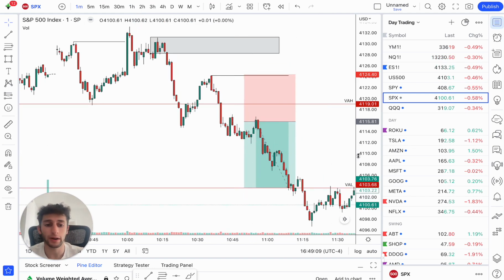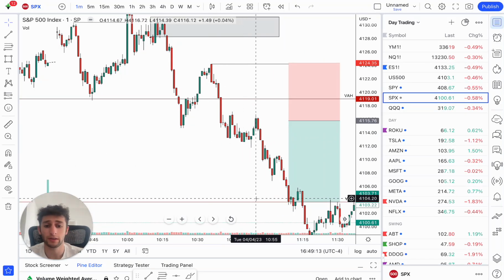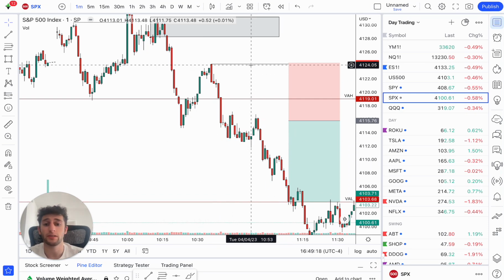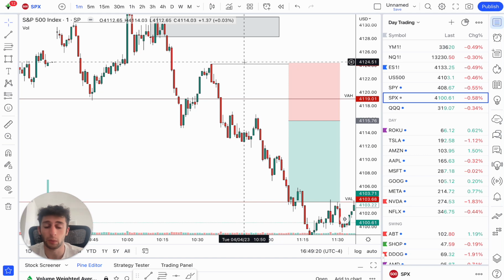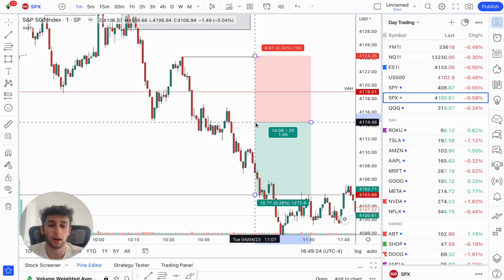So at this point in the trade, I say, okay, right, I know I want to get short. I know, with my thesis, price is going to come down to this VAL, and I know that price is not going to go above this 4124 level. So as long as I'm going to get a 1-to-1 risk reward, I'm solid.